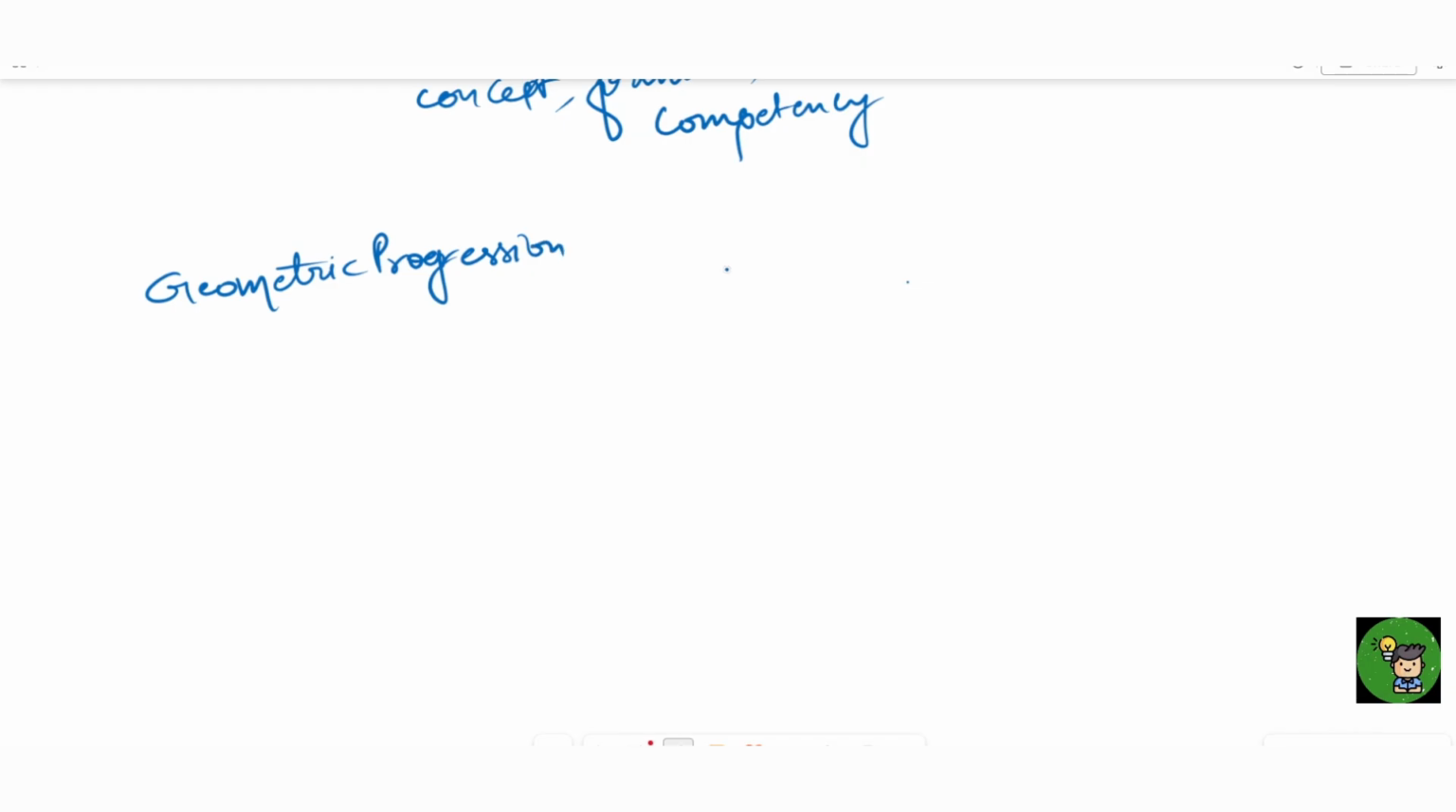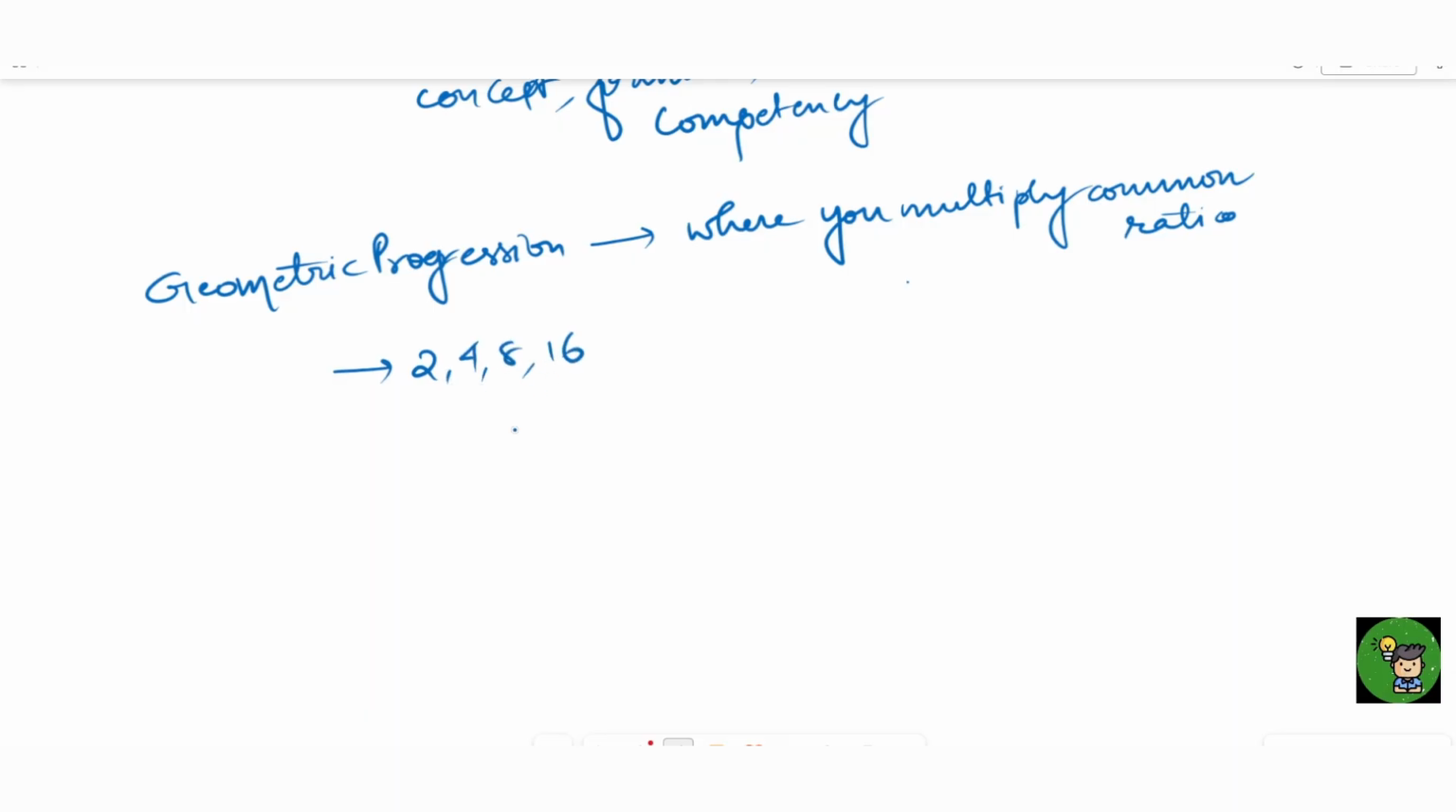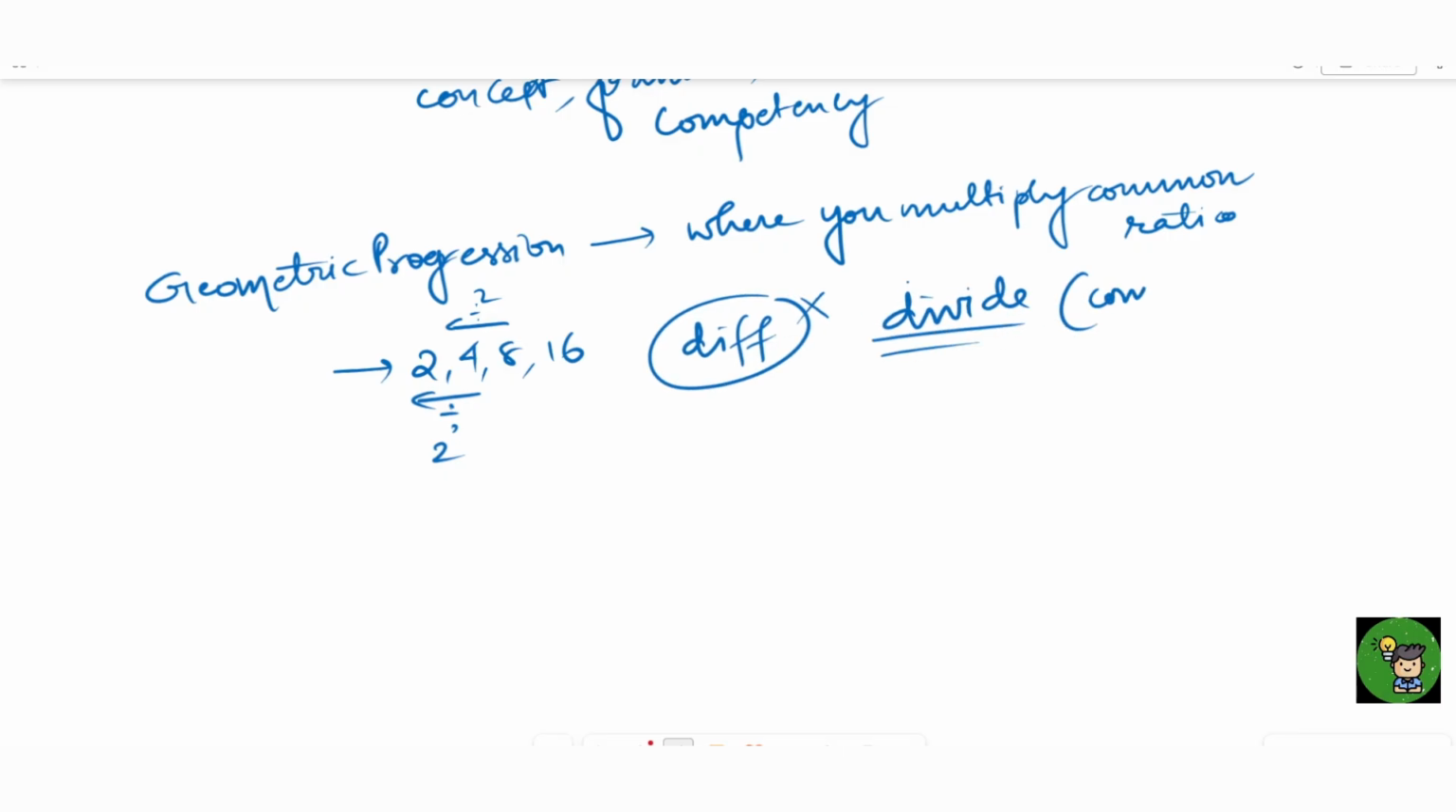So what is GP? Where you multiply by a common ratio. Like if I take the series 2, 4, 8, 16, if you divide this, you'll get 2. If you divide this, you'll get 2. So here you don't take the difference, we take the division. If you divide, you will always get the common ratio. Easy.